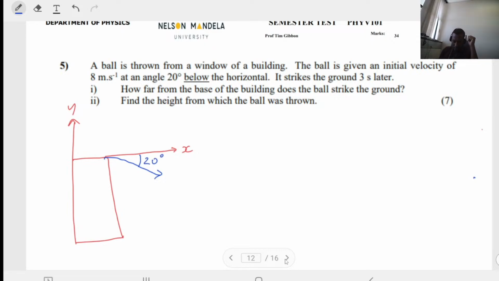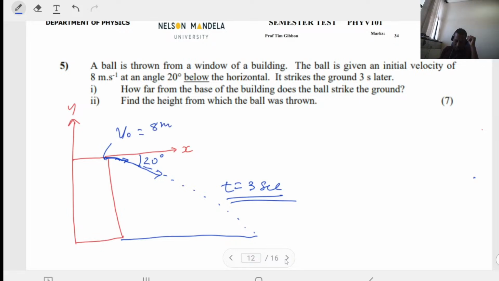And then, because this is a projectile motion, it goes and strikes the ground. The time it takes, the time of flight, t equals 3 seconds. This is what is given. And the initial velocity with which this ball is thrown, v naught, is 8 meters per second.